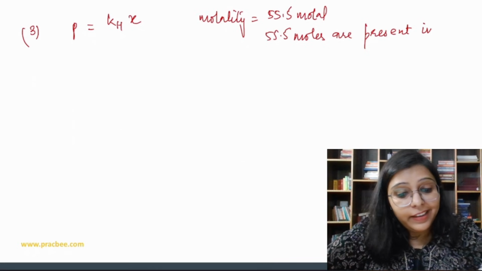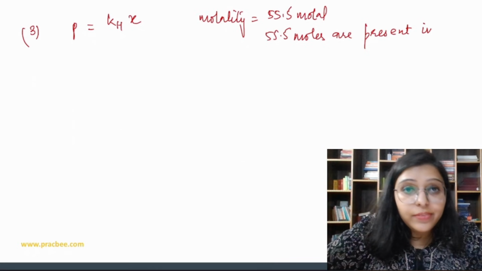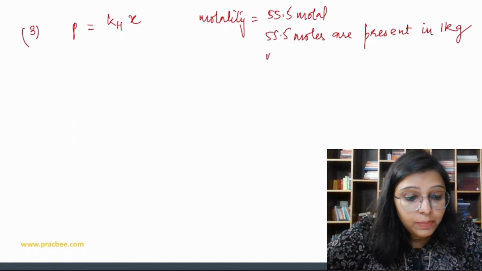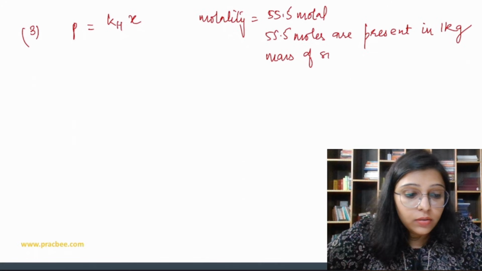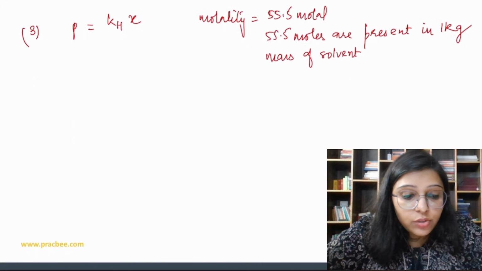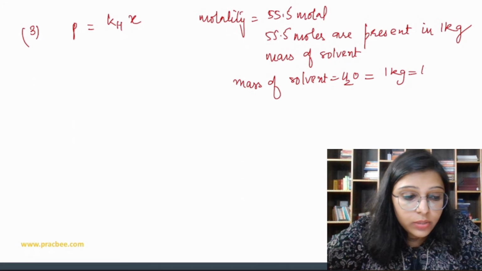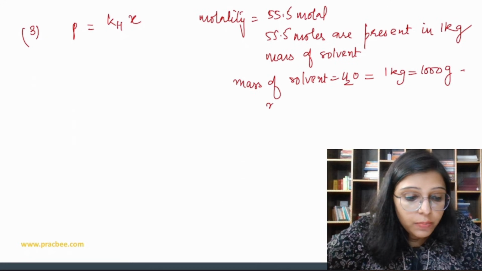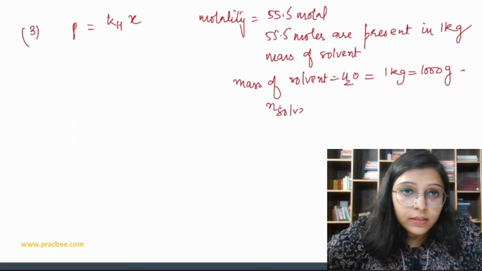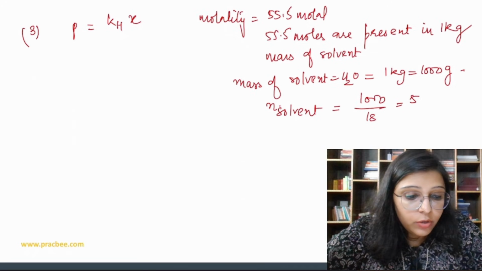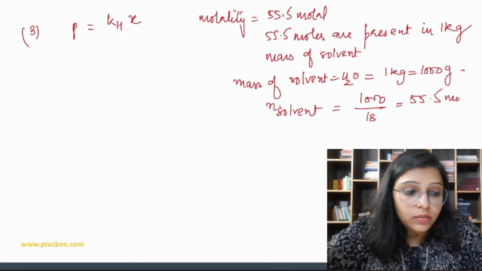What I am writing, molality means 55.5 moles are present in 1 kg mass of solvent. So mass of solvent, which is water, is equal to 1 kg, which is 1000 gram. Now number of moles of solvent is equal to 1000 upon 18, which is equal to 55.5 only.